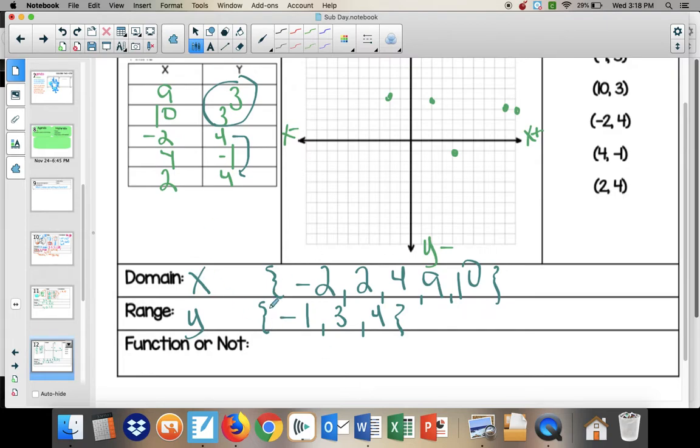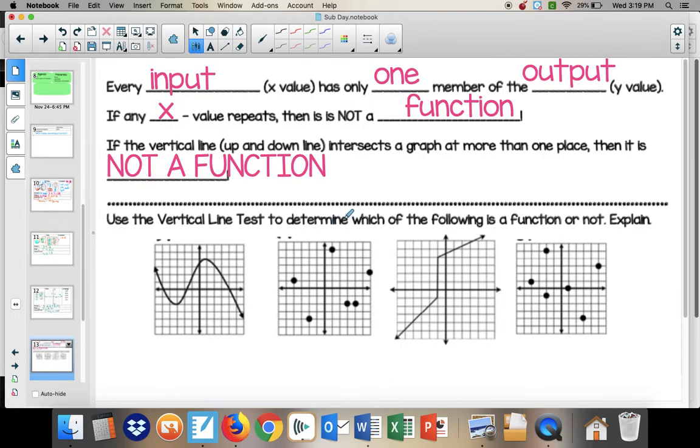So, did any of my domain repeat? Did any of my x's repeat? Nope. So, function or not, this time it is a function. Nice. And in a minute, I'm going to teach you what vertical line test is that you can actually use with your graph. All right, guys, fill out these words.